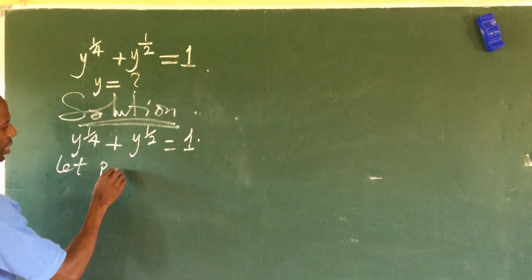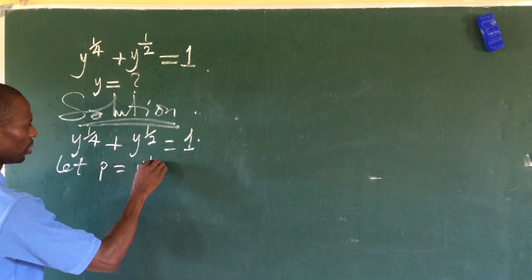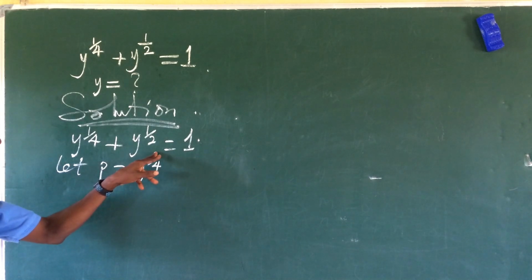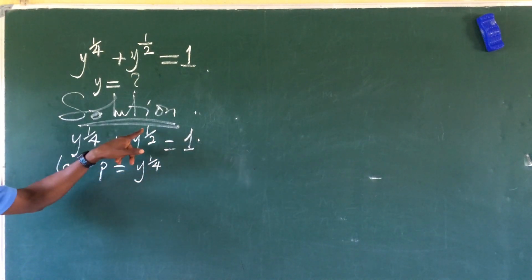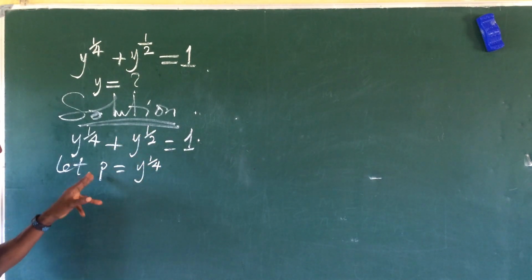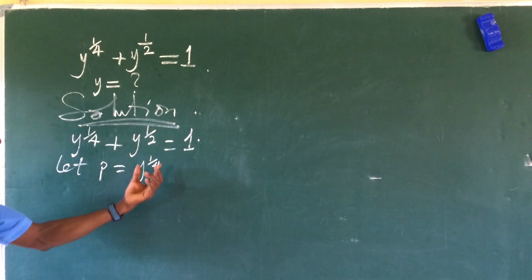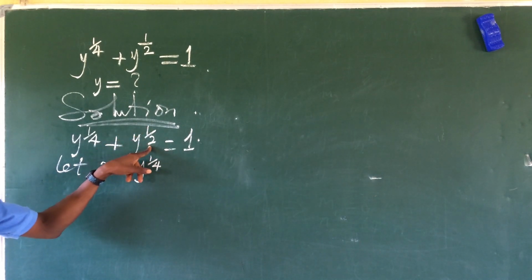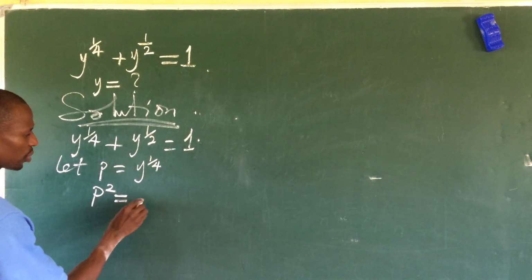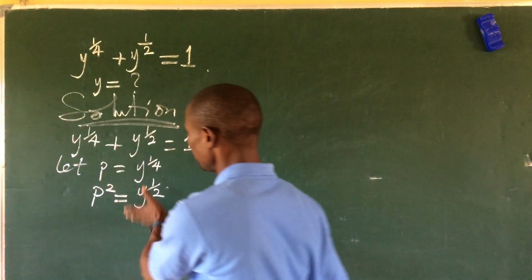let's use p. Let p be equal to y to the power of 1/4. So from here, now that we have p equal to y to the power of 1/4, if I want to get y to the power of 1/2, what I will simply do is square p. If I square p here and I square this side too, then this will increase the power to 1/2. So therefore, this means that p squared is equal to y to the power of 1/2. Good. So we now have these two expressions.